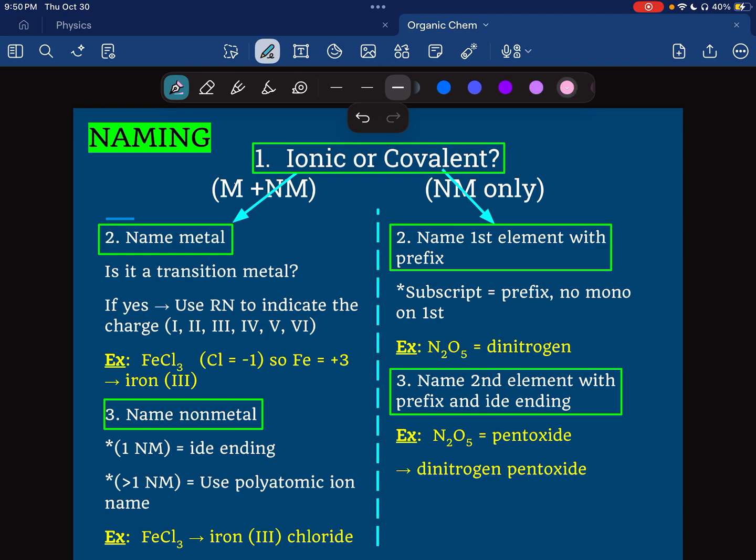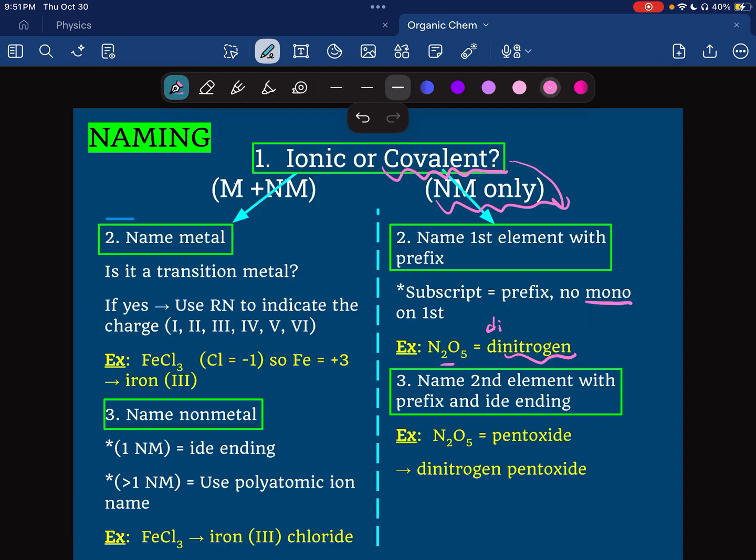So for covalent, maybe I'll use a darker pink. Covalent bonding is just nonmetals. Our first step is really identifying whether it is ionic or covalent. But your first step for covalent bonds after that is just naming the first element with a prefix. So you're saying, what's the element that we have first? Here, the first element is nitrogen, and we look at how many nitrogens we have. We have 2 nitrogens, so you're going to use di for that. And then you don't use mono for the first. So if it's the first, you just do nitrogen.